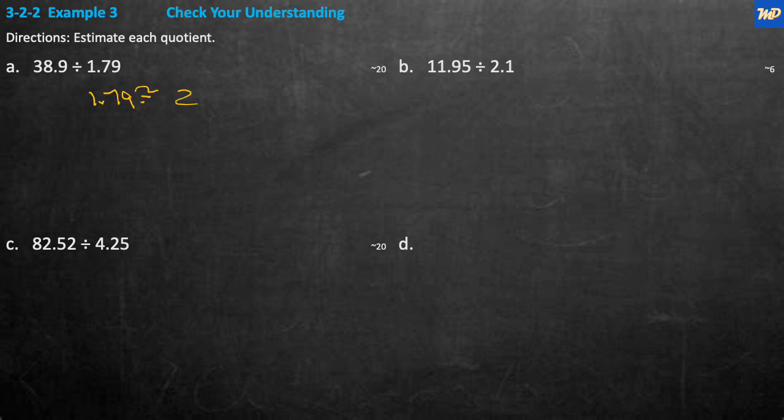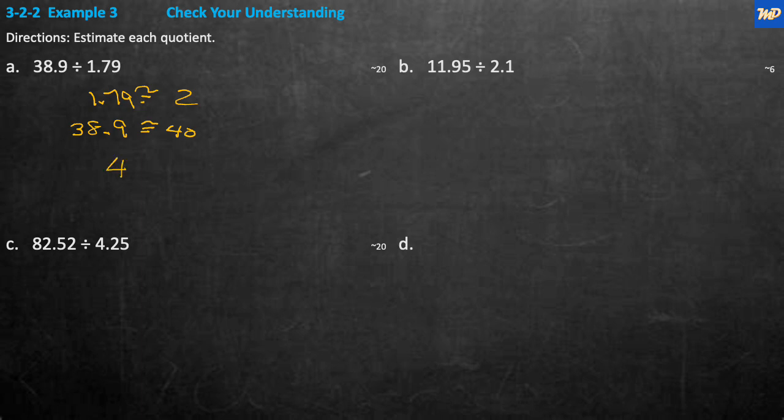Okay. And then we'll take the 38.9 and we're going to round this to something that is compatible with 2. If we rounded this to 39, it's not compatible with 2. It's going to be some fraction. There's going to be a remainder. If we rounded it to 38, it is divisible by 2, but the division's a little tougher. But if we round it to 40, if we say it approximates 40, well, 2 goes into 40 really nice.